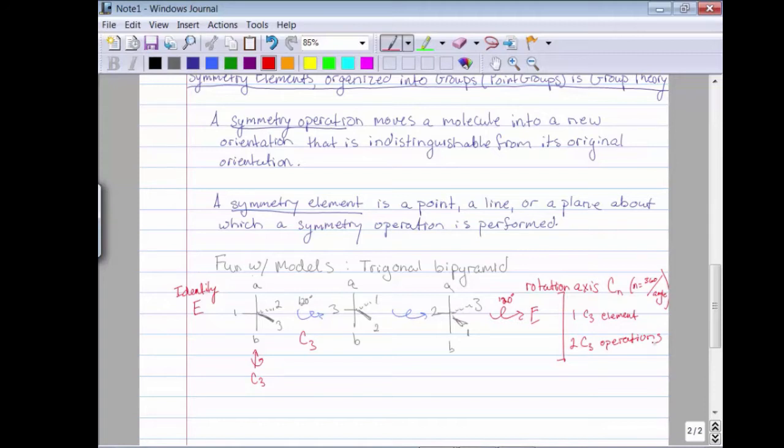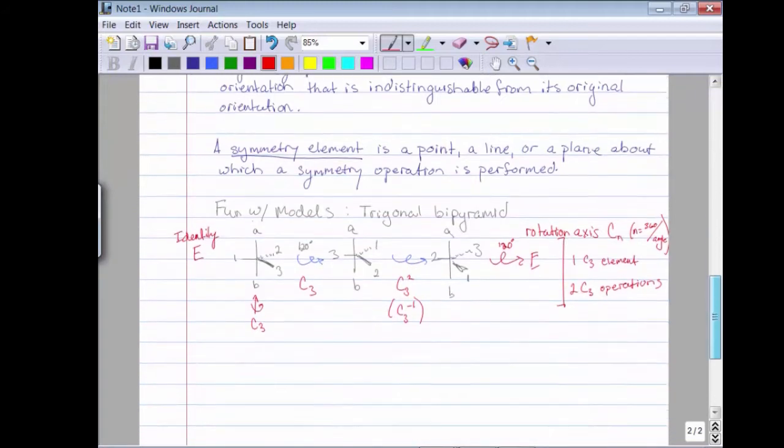So that's 2 total C3s. The first one is just called C3, and the second one is called C3 squared, or it can also be C3 minus 1. For example, if you started with the identity and you rotated clockwise, that would be C3. If you rotated twice clockwise, you'd be at C3 squared, but if you started from the identity and rotated counterclockwise once, that would be the same as the C3 squared too. You wouldn't be able to tell the difference. Everyone following that? Okay. All right.